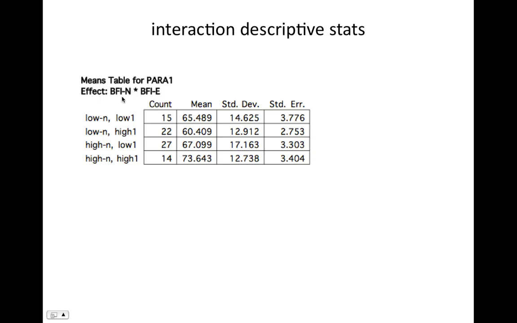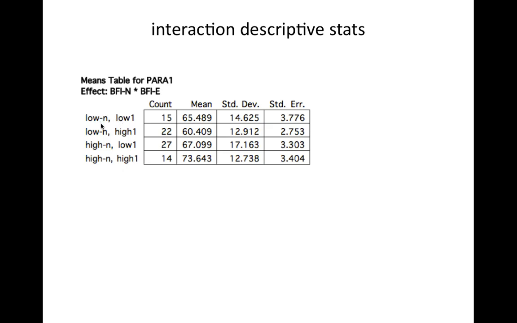We can see that it's an interaction by having the two independent variables listed here. And what you see here are the four means, and the count is the number of subjects in each cell of the design with the accompanying standard deviations. So let's take a look at what we mean by low N and low 1.